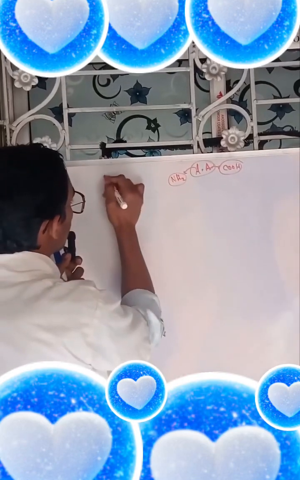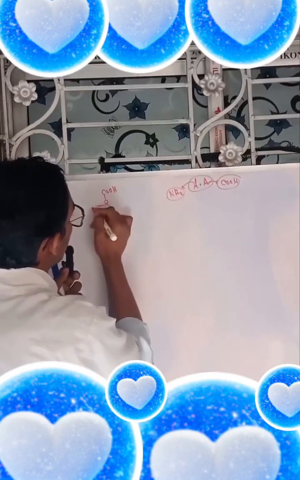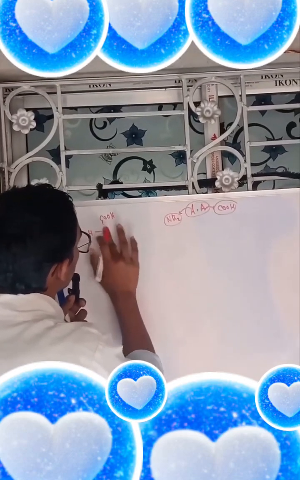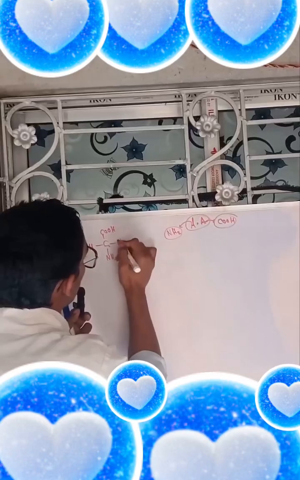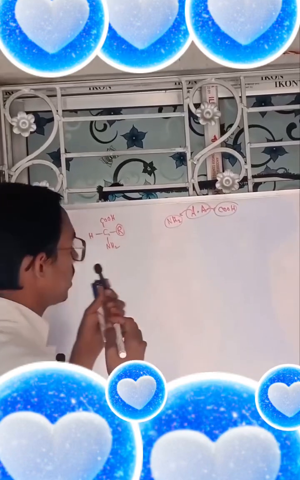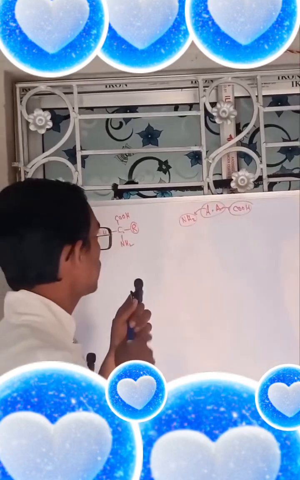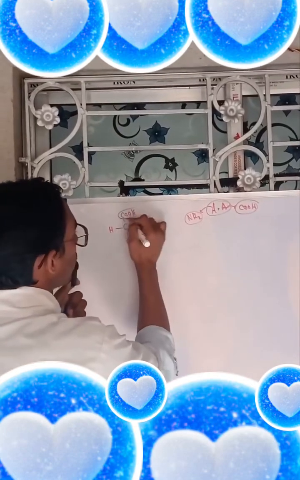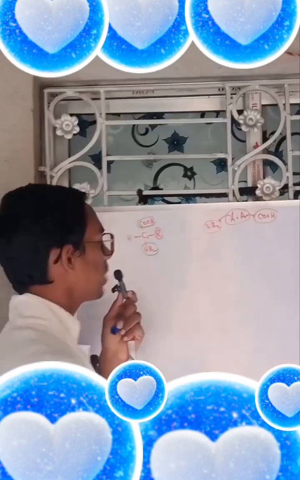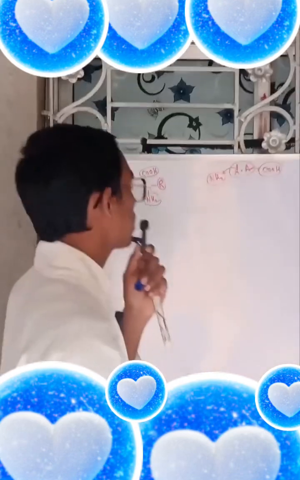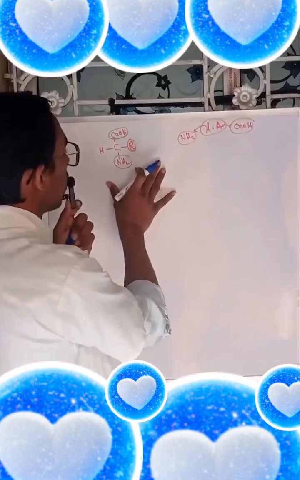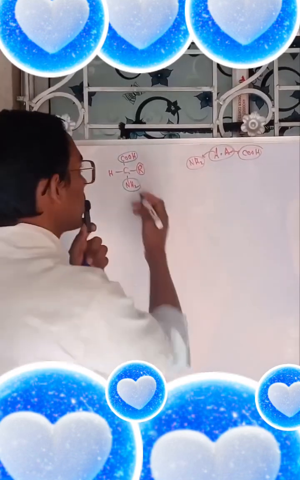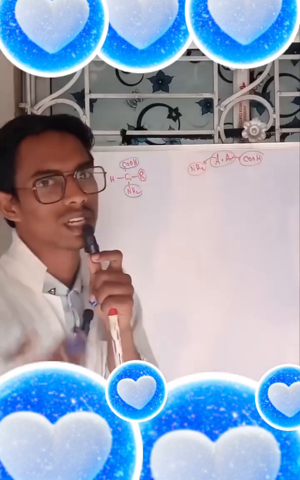The general structure of a carboxylic acid is like RCOOH. For an amino acid, it is R, H, C, NH2 and COOH. So this is the general structure of an amino acid. We can classify amino acids on the basis of their relative number of carboxyl groups and amino groups. We can also classify them on the basis of the relative position of the amino group with respect to the carboxyl group, as alpha, beta, gamma, delta amino acids, and so on.